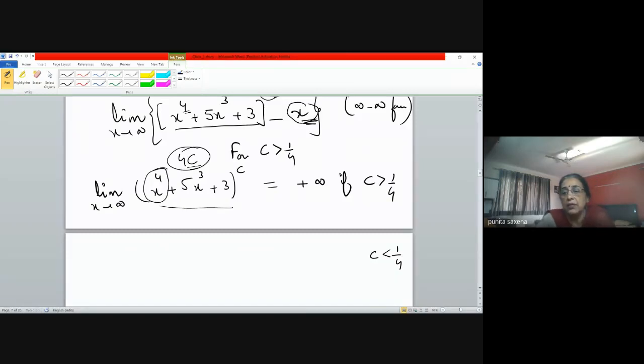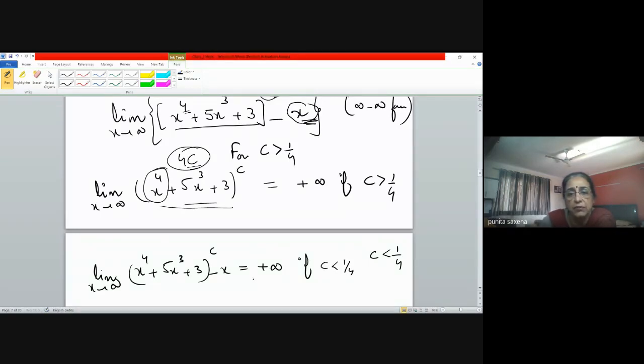And what will happen is that your limit of the term x to the power 4 plus 5x cube plus 3 to the power c minus x becomes plus infinity. क्योंकि ये plus infinity है तो आगे की terms भी and so on so forth. This will be if c is less than 1/4 and this becomes minus infinity if c is more than 1/4.